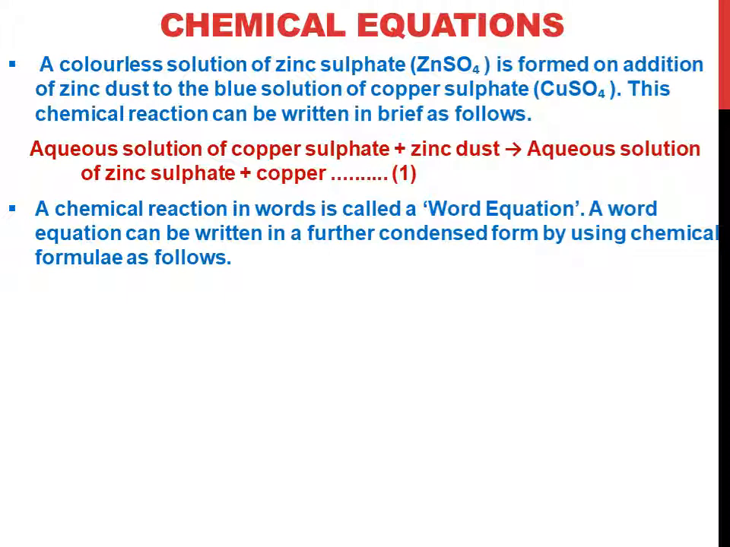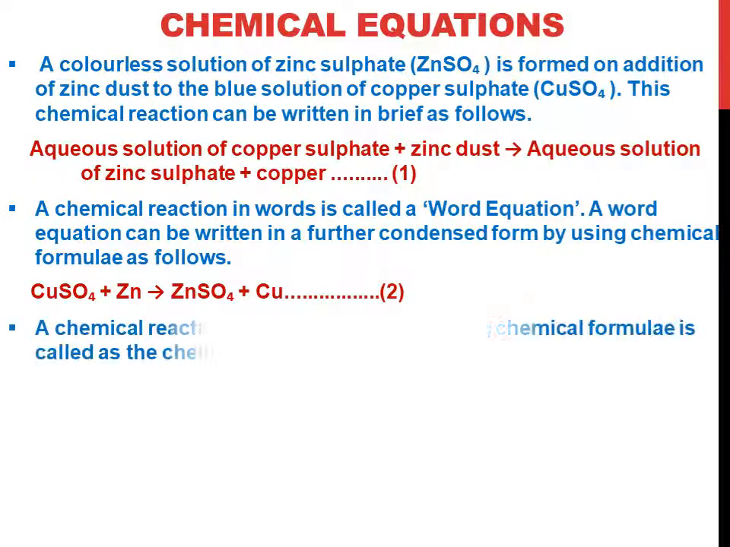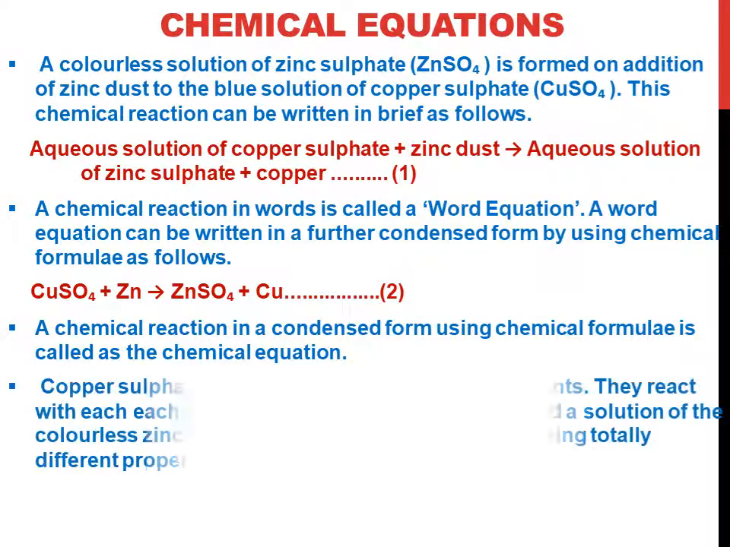A chemical reaction in words is called a word equation. A word equation can be written in further condensed form by using chemical formulae as follows. CuSO4 plus Zn gives ZnSO4 plus Cu. This is equation number 2. In the above equation, a chemical reaction in a condensed form using chemical formulae is called a chemical equation.